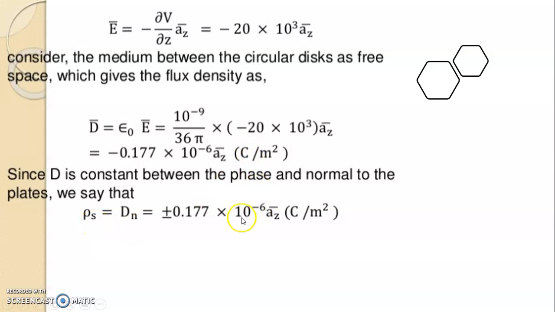Friends, you have seen the problem which we have discussed. First, we have to find V using Laplace and Poisson's equation. Then we have to calculate E by using E is equal to minus del V. Then you have to find D, which is epsilon naught E. The most important thing you have to do in this numerical is to know the formula of del square V in cylindrical, Cartesian and spherical coordinates.